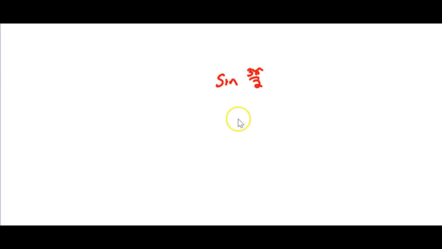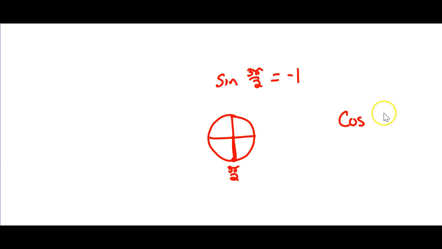And so you should be able to look at this and say, hey, I've got the sine of 3 pi over 2. That's right here, 3 pi over 2. And the sine is my y value. So that's negative 1. I should be able to say, okay, what's the cosine of 5 pi over 4?